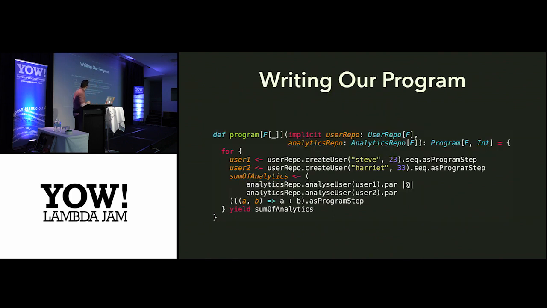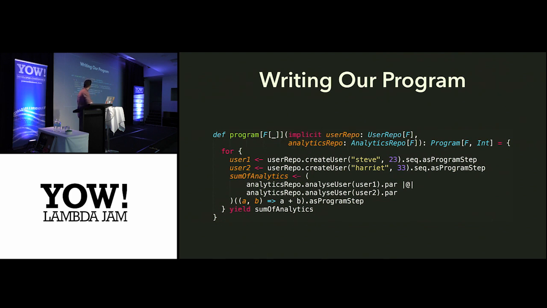Now, this is the interesting bit. When we actually write our program, this is where we define the semantics of our domain in terms of sequential and parallel nature. So here we can see we have a user repository, and we want to create the user Steve, and we decide that it's a sequential operation. And then we do this .asProgramStep to lift it into that bigger structure, the blue box with the red box inside it. And this will create a single operation.